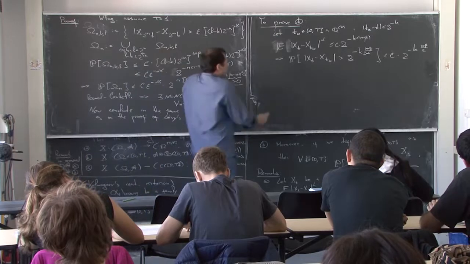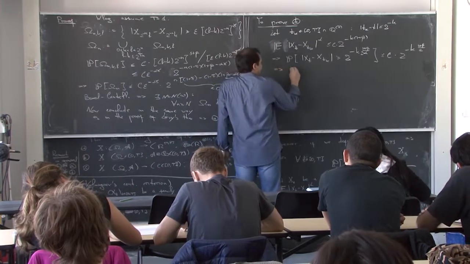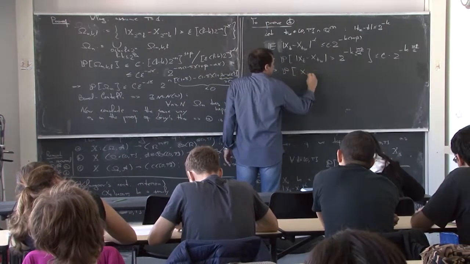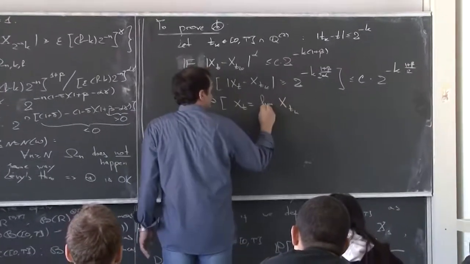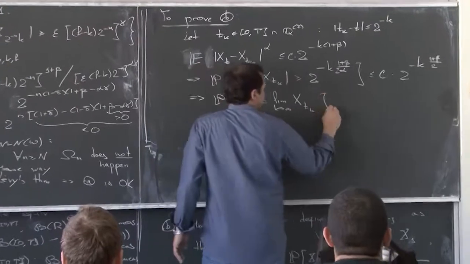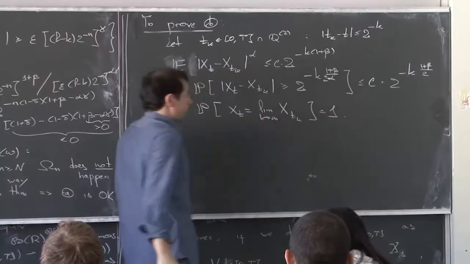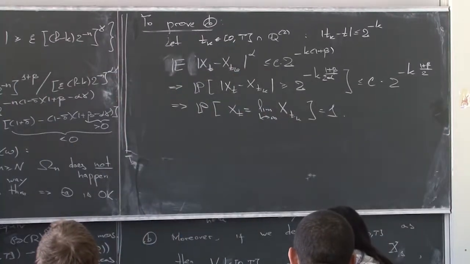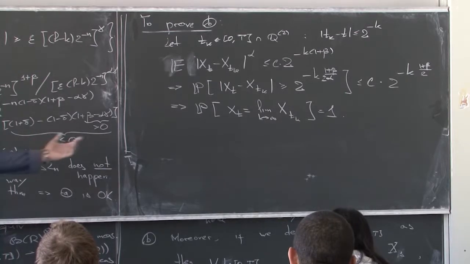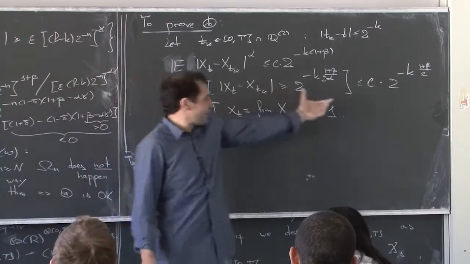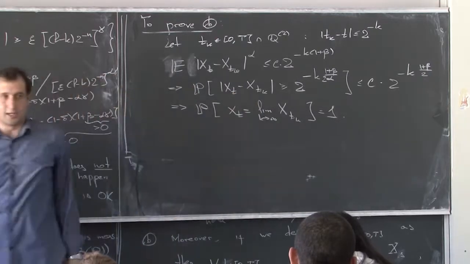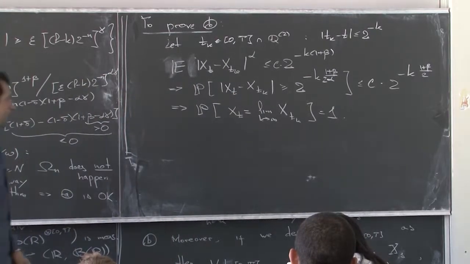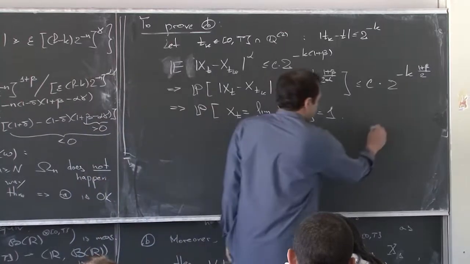So, of course, you know that the probability that X_t is actually the limit of X_{t_k} is 1. Again, by Borel-Cantelli. So you have some control. So you know that only a finite number of these events happen. So in particular, this is the limit. And that's it.